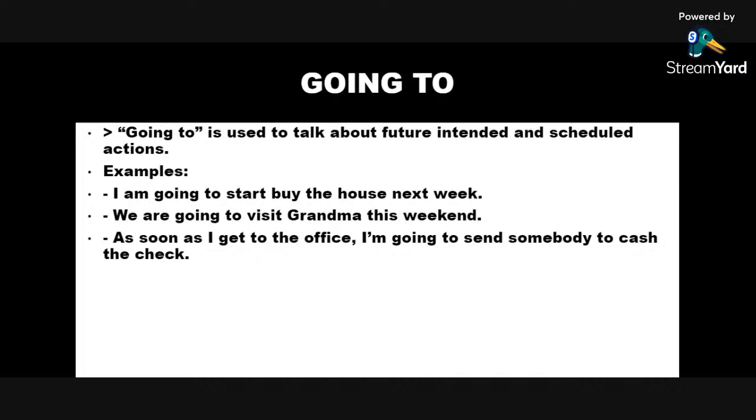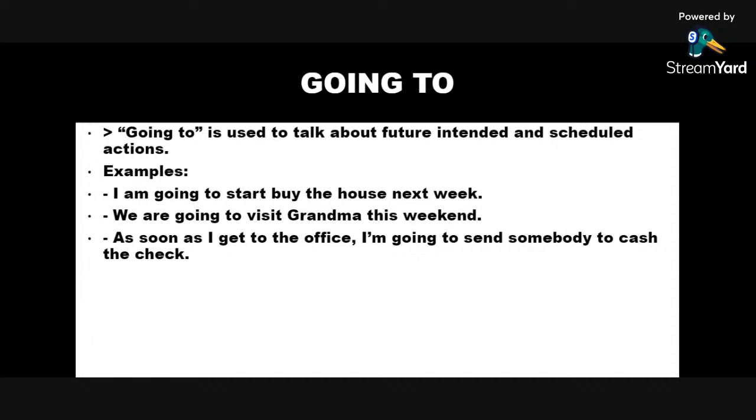For example, Mark is going to leave for Canada next week. This means that arrangements have been made, probably he has bought the ticket already. So you can say that for sure, Mark is going to leave for Canada next week.